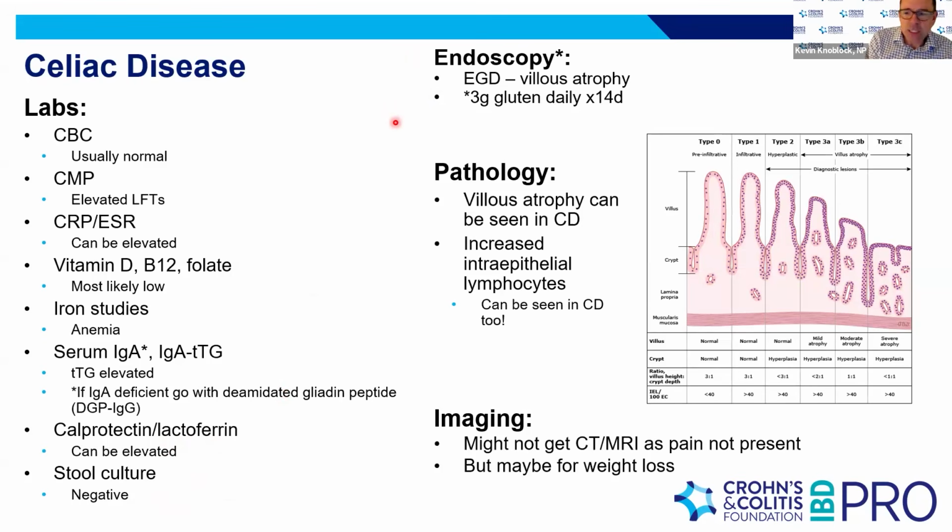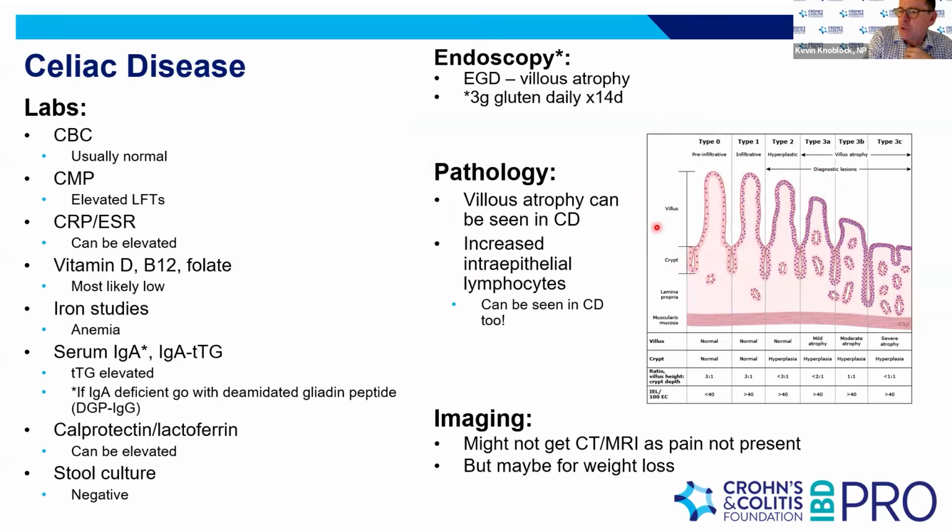Just on a side note, they need to be eating about 3 grams of gluten a day for about 2 weeks in order for it to do its damage, shall we say, so it can be visible. And then the pathology, the villus atrophy can be seen. And then there's actually the Marsh criteria of how blunted the villi have gotten here.